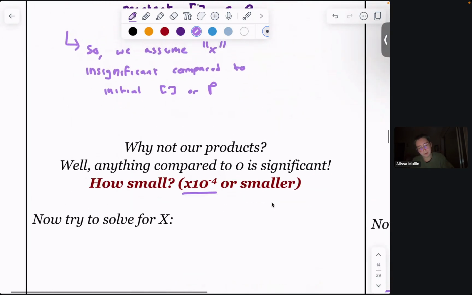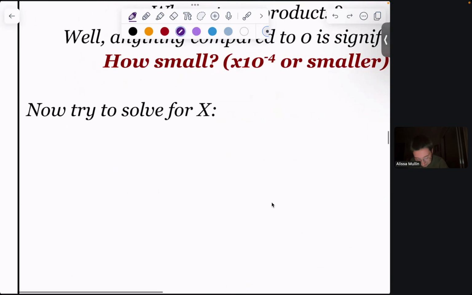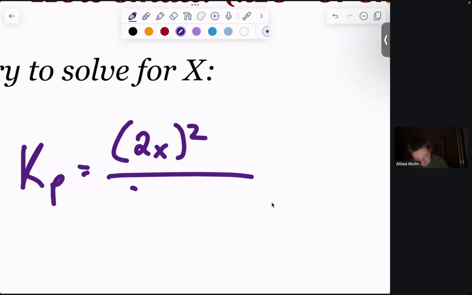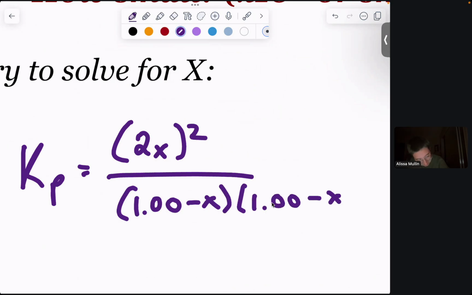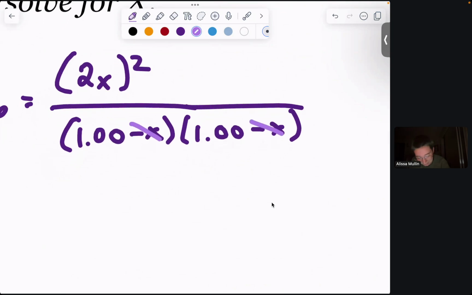Just to be clear, we're talking about like, times 10 to the negative 9-ish, or sorry, 4. I don't know, 9 looks like 4, I guess. So like 99% of the time, you are allowed to do this. So let's write our expression. Kp is equal to 2x squared over this minus x and this minus x. So what we're allowed to do, we're going to say that x is so small compared to 1 that it just goes away.